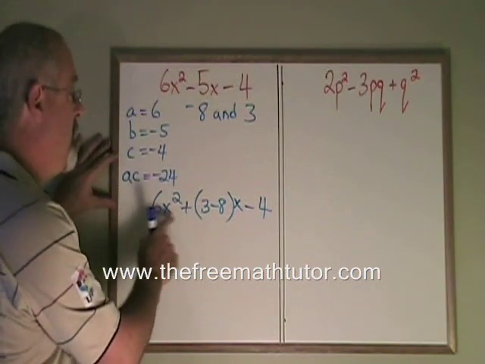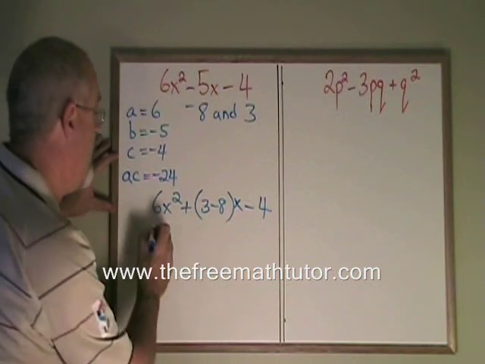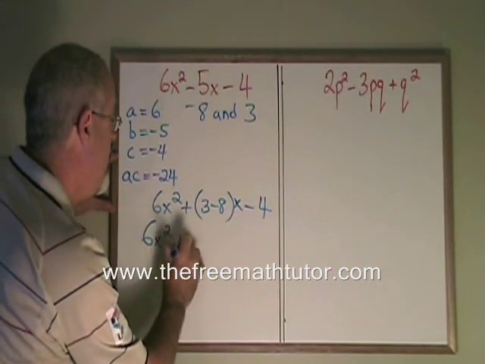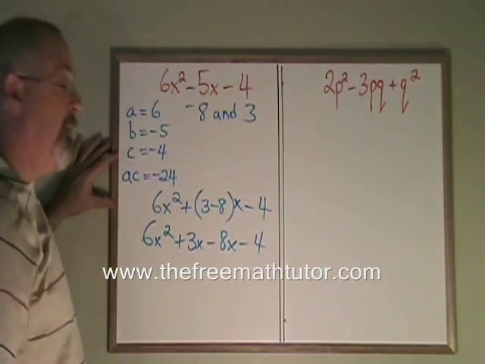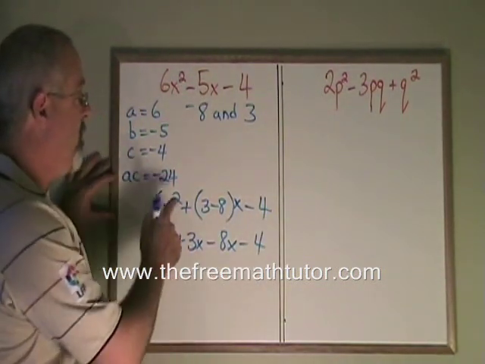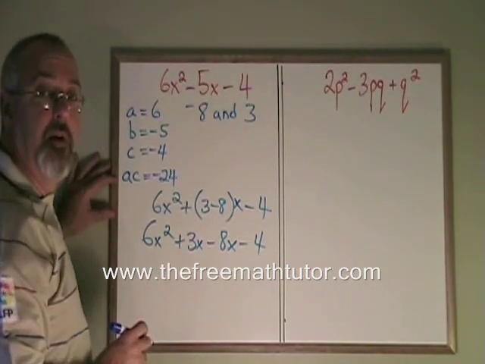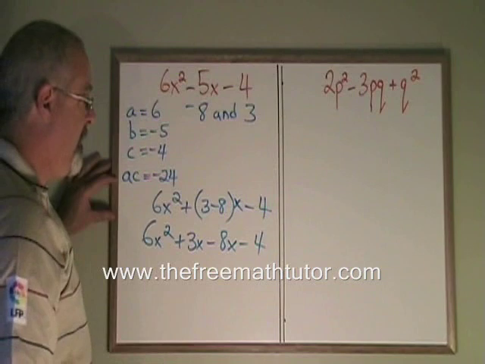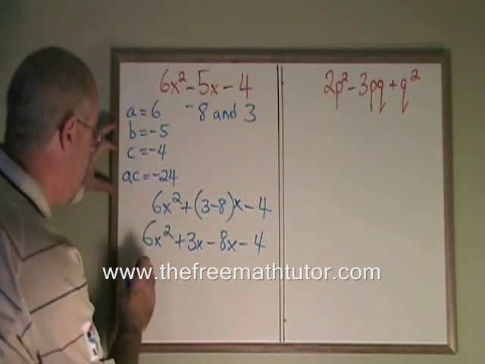The next thing I'll do is I'll break this 3 minus 8x into two separate terms. I get 6x squared plus 3x minus 8x minus 4. And what I have done is I have converted my complex trinomial into a 4-term grouping. If I already know my grouping factoring method, I can finish this off quickly. The greatest common factor of 6x squared and 3x is 3x.